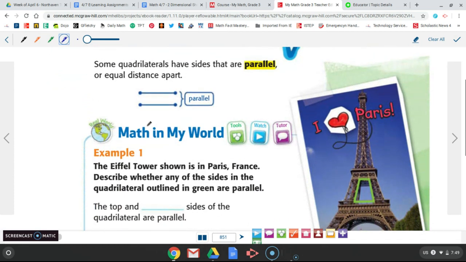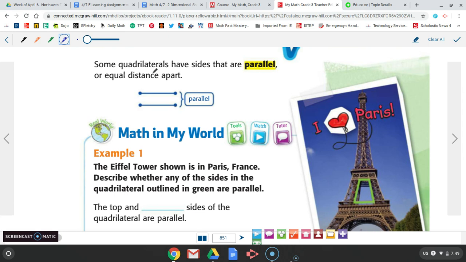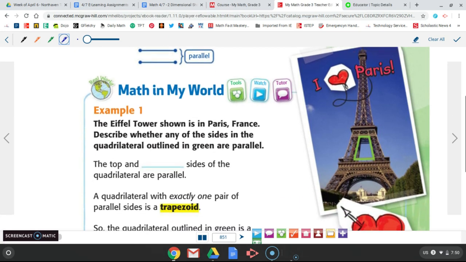At the top, they just help us remember what parallel means, and it says some quadrilaterals have sides that are parallel or equal distance apart, and that's going to be one of our rules for our shapes. So we've got to remember to think about that parallel means that those sides will never ever touch no matter how far we stretch them.